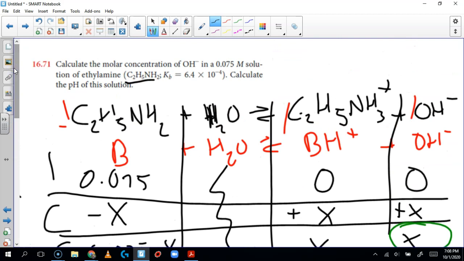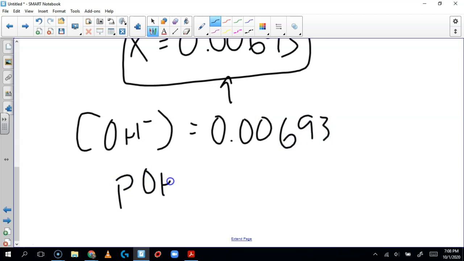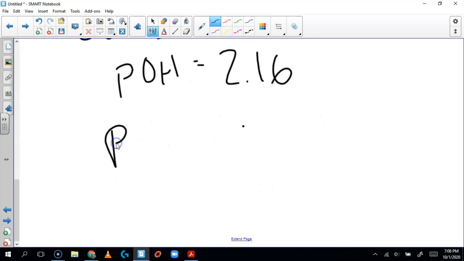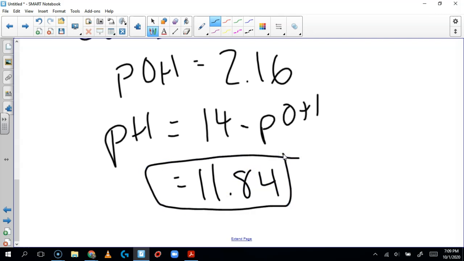It says calculate the pH of this solution. So to calculate the pH of this solution, when the hydroxide concentration is 0.00693, what we can do is find the pOH, so we do the negative log of that, and we get the pOH is equal to 2.16. So that means that the pH is going to equal 14 minus the pOH, which then means that the answer is 11.84. And so there is your pH of that solution.